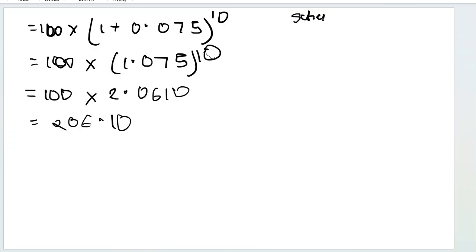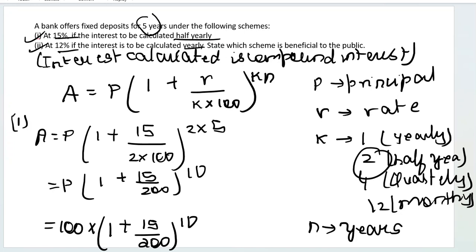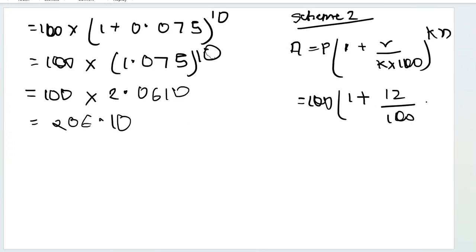So now we do the calculation for scheme 2. For scheme 2, again we use the same formula because it is compound interest. Amount is equal to principal into 1 plus R by K100 raised to Kn. Principal again is not given, so we take 100. Rate in this case, if you observe, is given as 12%. So we take rate as 12%. Since it is yearly, we can take K as 1, so we get 100. And since n is 5, we get 1 into 5. So therefore we get 100 into 1 plus 12 by 100 raised to 5.